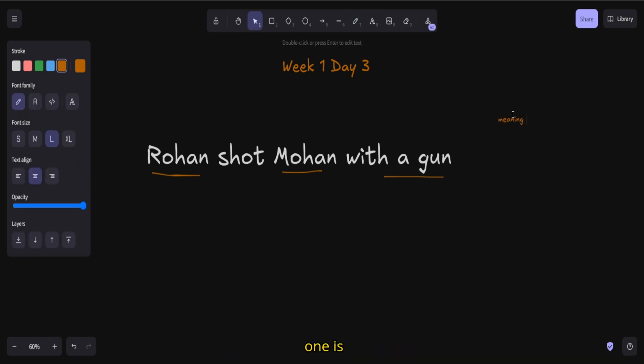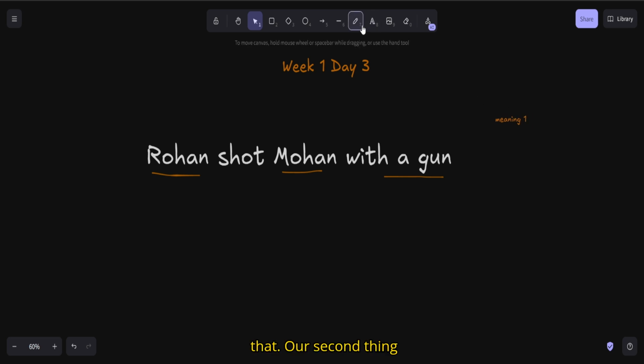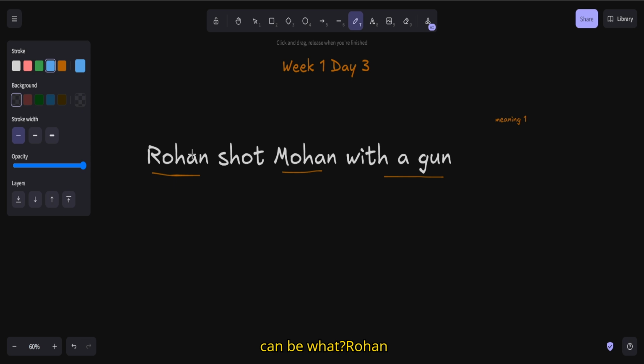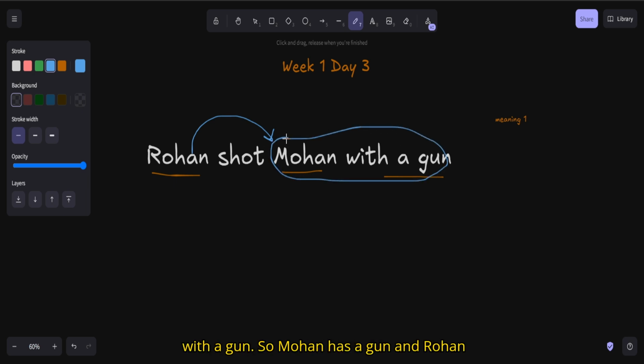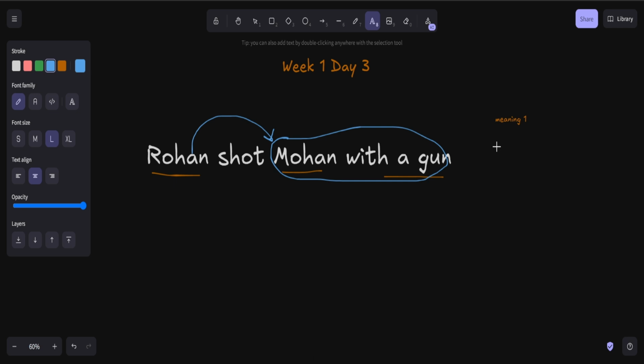Meaning one is that. Our second thing can be what? Rohan has shot Mohan with something else, but not a gun, and Mohan has a gun. So it's like Mohan with a gun. So Mohan has a gun and Rohan has shot Mohan. So this is my meaning two.